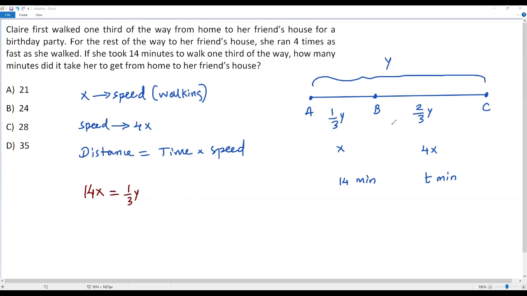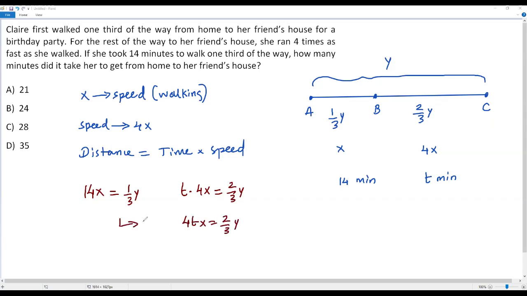Okay, now let me do the same thing for the distance B to C. For that we have to multiply the time t minutes and the speed 4x. When I multiply them, I am getting t times 4x. So this gives the distance from B to C, but already we got the distance from B to C in terms of y, that is 2/3 times y. So this t times 4x and this 2/3 y represent the same thing, the distance from B to C. So we can equate them. Then I'm getting t times 4x equals 2/3 y. And this t times 4x can be written as 4tx equals 2/3 y.